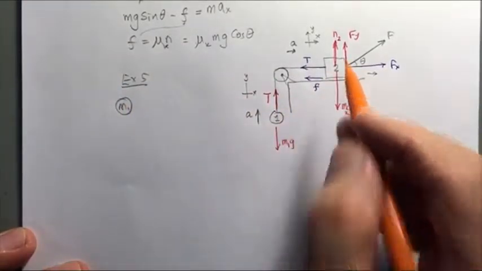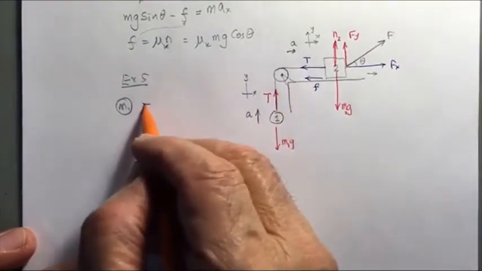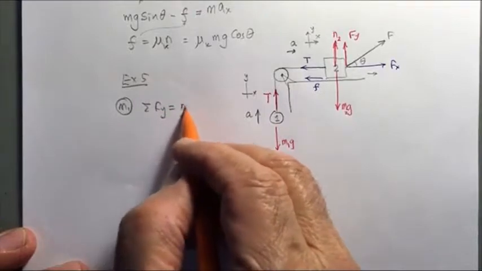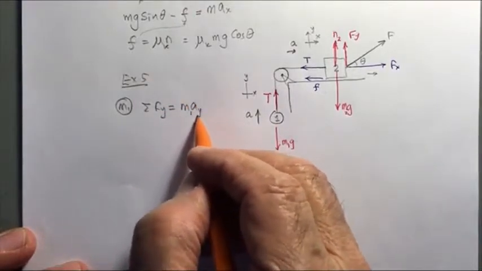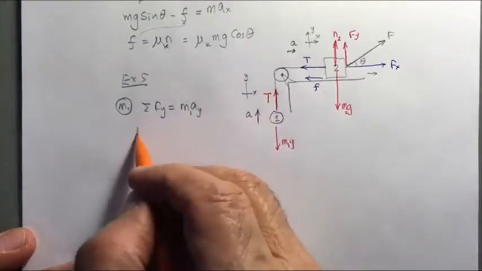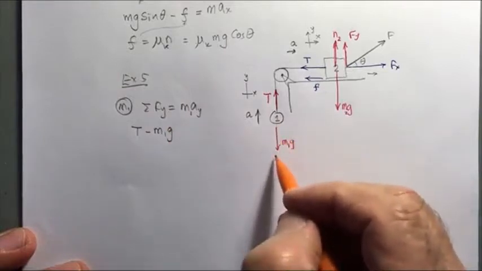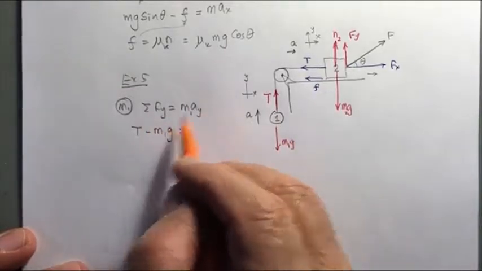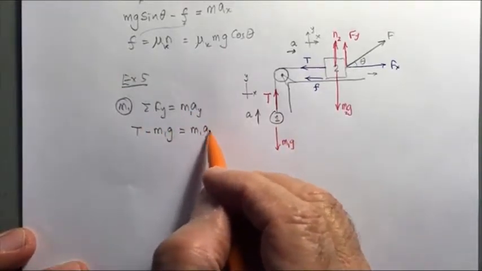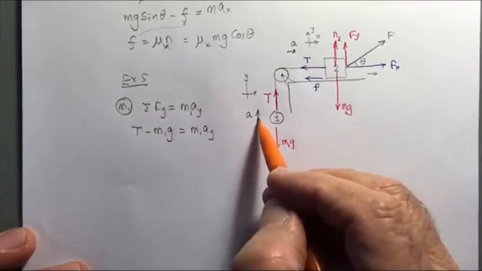We have to write the equation separately for both of them. The tension and the sum of forces in the y direction equals m1 ay. This is going to accelerate upwards, so it's going to be T upwards minus m1g downwards. These are the two forces, and they equal m1 ay. So if tension is bigger than m1g, it's going to accelerate upwards.